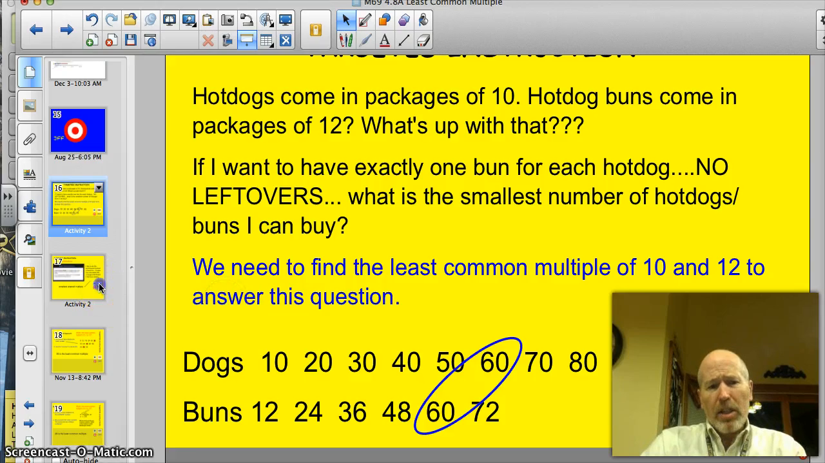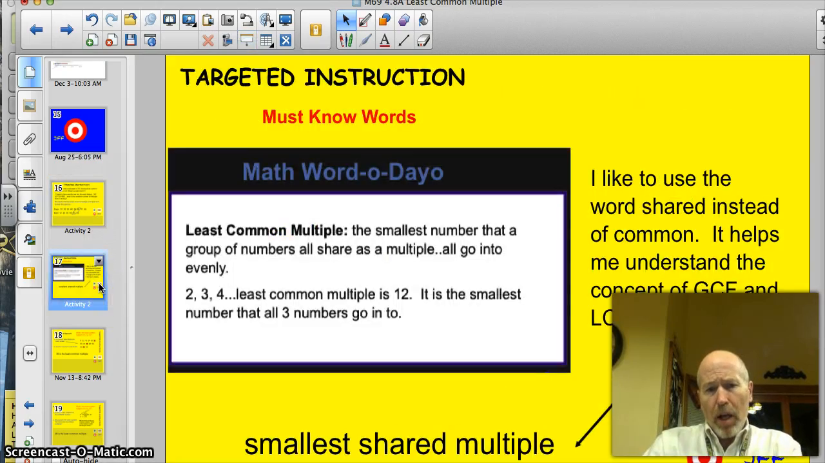All right, let's take a look at the definition of least common multiple. The smallest number that a group of numbers all share as a multiple or all go into evenly. For example, 2, 3, and 4. The least common multiple of these is 12. That's the smallest number that all three numbers go into.